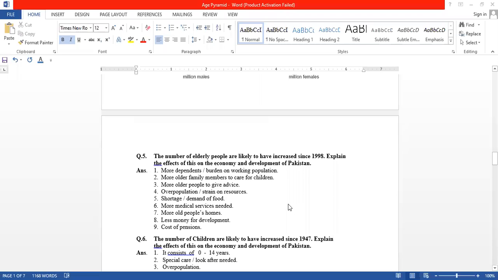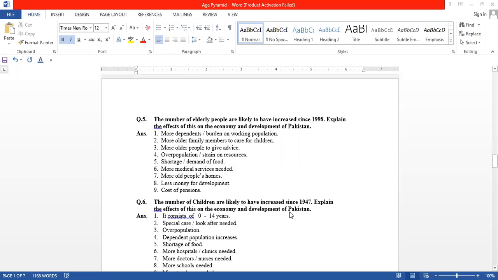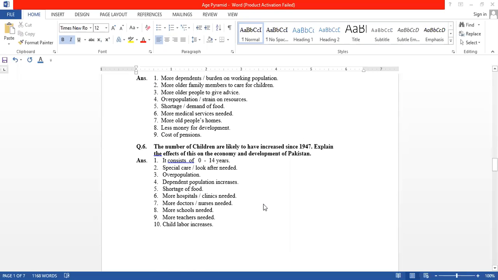Next one, listen my dear students, according to the first age pyramid that I described and fully explained, there is some information. The first age pyramid was called a progressive age pyramid, which purely belongs to Pakistan. It shows a broad base, and a broad base indicates a high proportion of children and a high birth rate in Pakistan. But when there is a large number of children, it also has effects on the economy as well as on the development of a country.